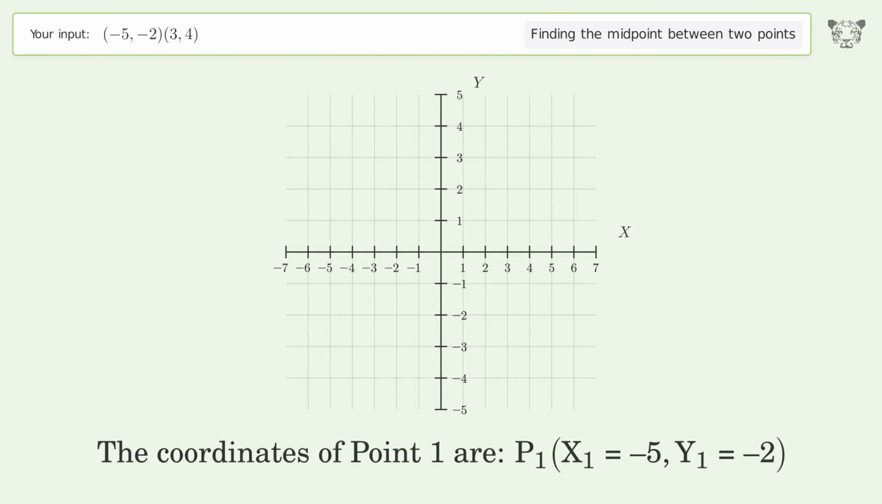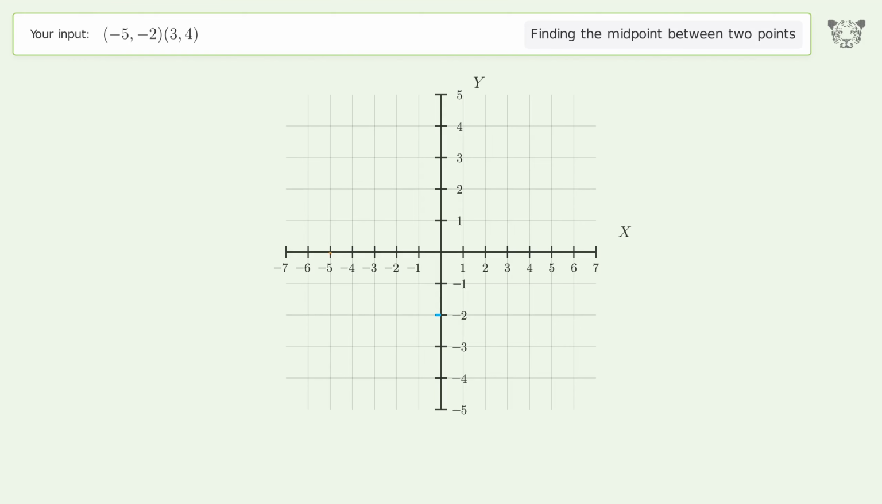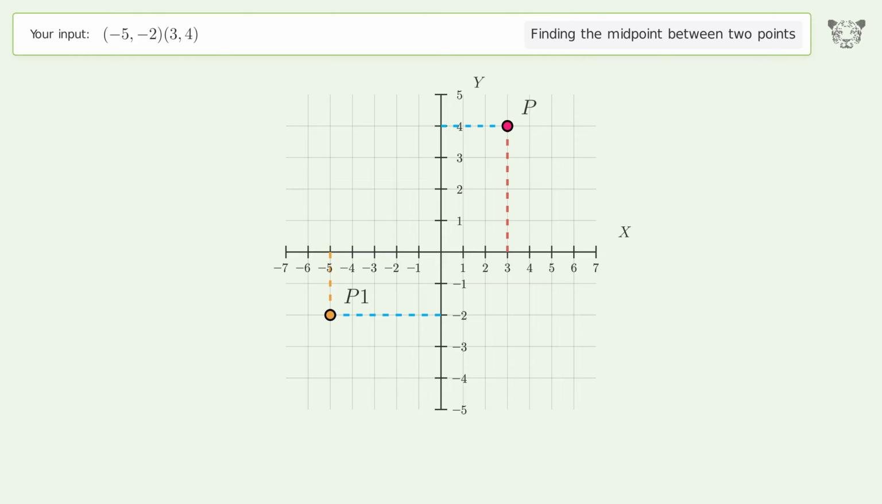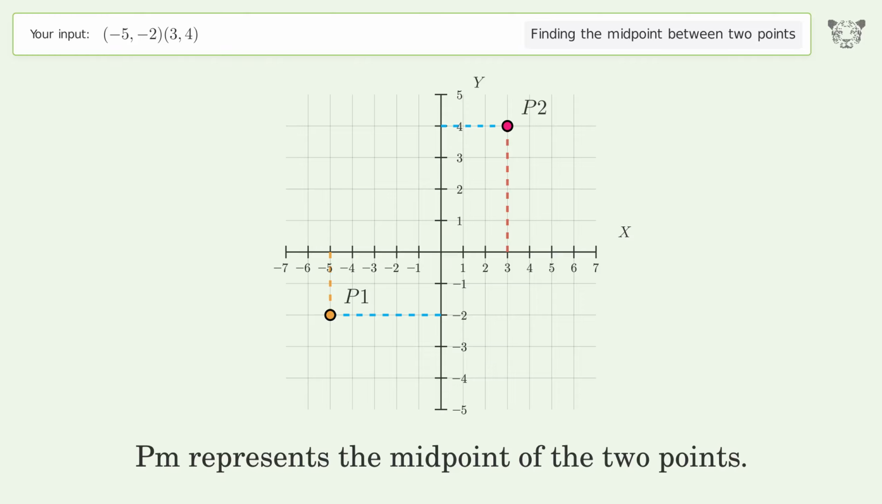The coordinates of point 1 are x1 equals -5, y1 equals -2. The coordinates of point 2 are x2 equals 3, y2 equals 4. PM represents the midpoint of the 2 points.